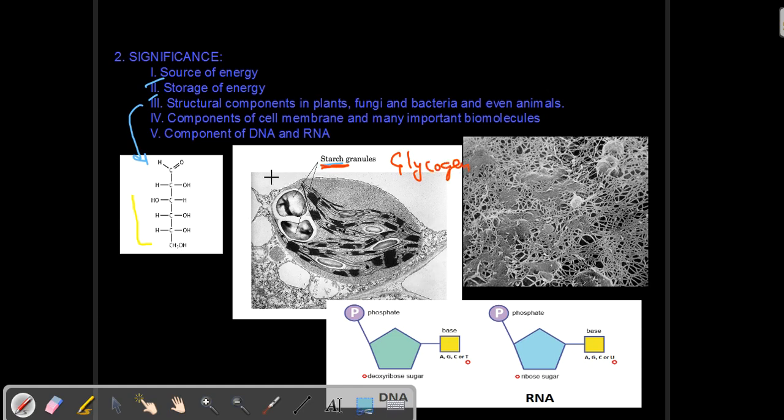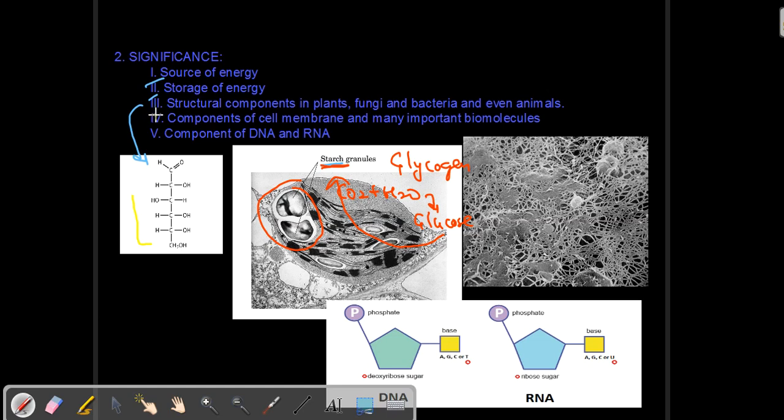This is an electron micrograph of a chloroplast, inside of which you can see the thylakoids stacked on top of each other. This is the place where photosynthesis takes place, and this is the place where carbon dioxide and water are combined to make glucose. And a lot of these glucose monomeric units are then polymerized to form starch, and these are the starch granules here.